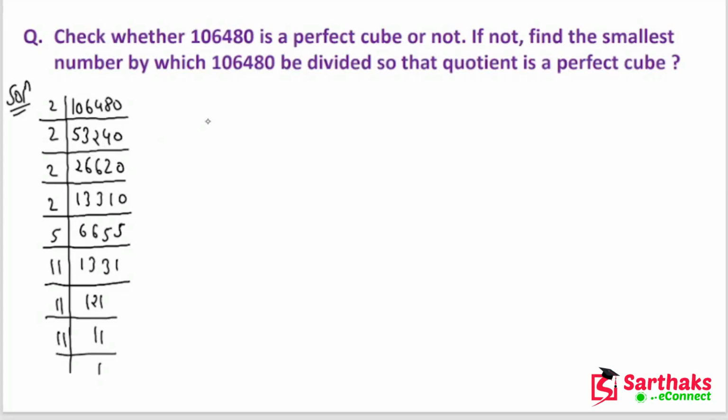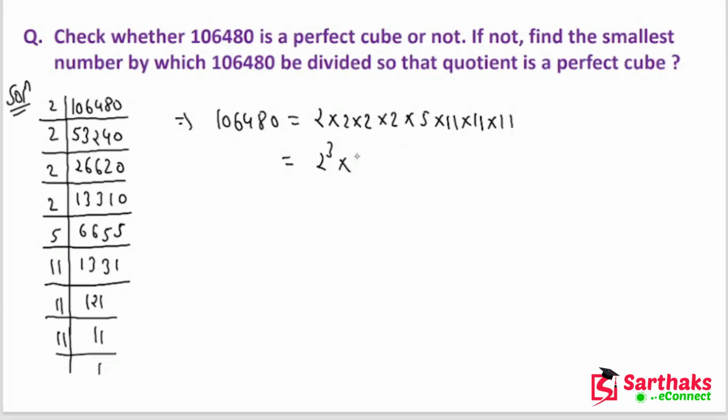It makes the calculation faster. So you can clearly see that if we see the prime factorization of 106480, we get 2 into 2 into 2 into 2 into 5 into 11 into 11 into 11, which would be 2 cube into 11 cube into 2 into 5. So these two factors do not have any triplet, which is again equal to 2 into 11 whole cube, into 10.